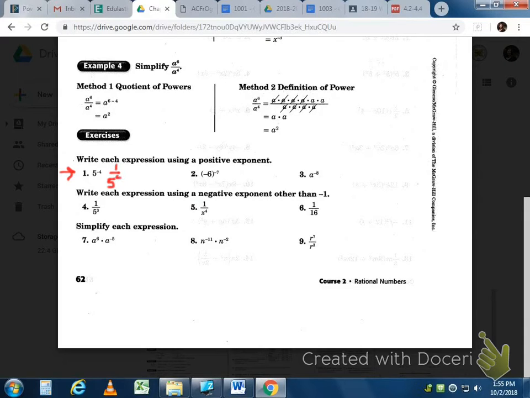1 over 5 to the 4th. That gets rid of the negative in the exponent. Okay, let's do number 3.